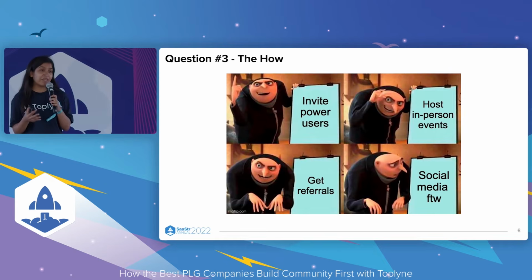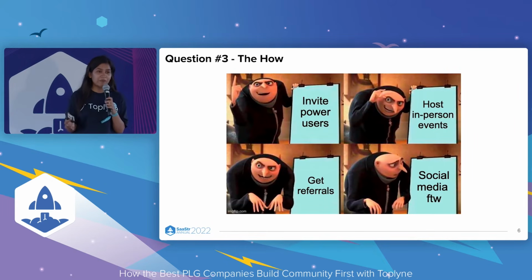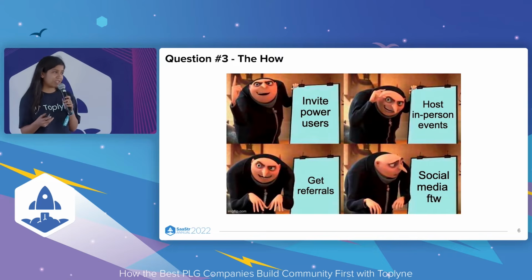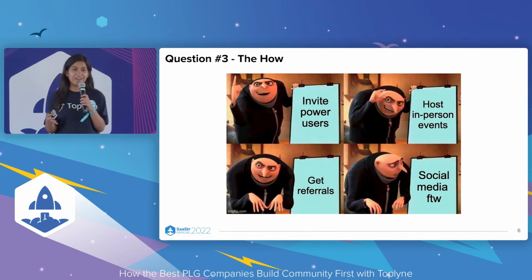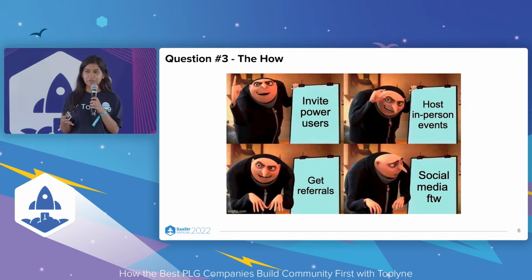The third step is once you have gotten these power users and evangelists into your community, ask them for referrals and incentivize them to bring people into the community. And the fourth step, once you start seeing the early signs of community building, is to amplify it on social media and get the distribution going.